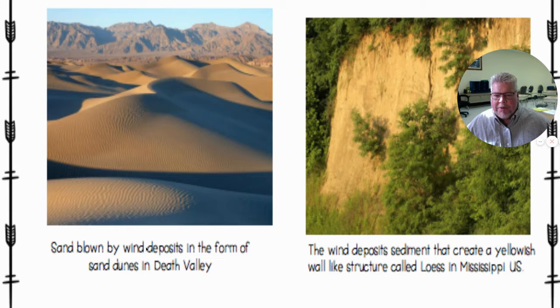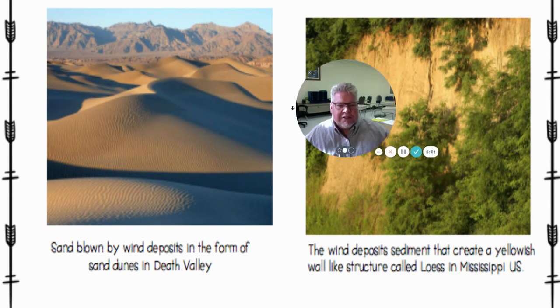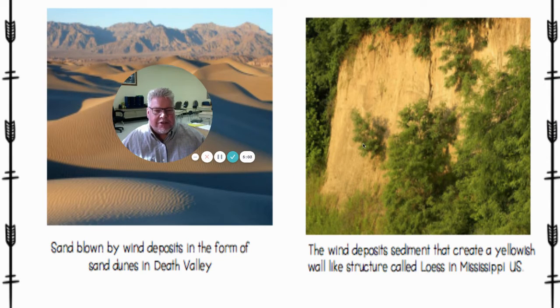Here's sand blown by wind deposited in the form of sand dunes in Death Valley. So that sand's just been formed and blown into big dunes. And the wind deposits sediments that create a yellowish wall-like structure in Loess in Mississippi, USA. Huh. It's wind deposits. Okay.